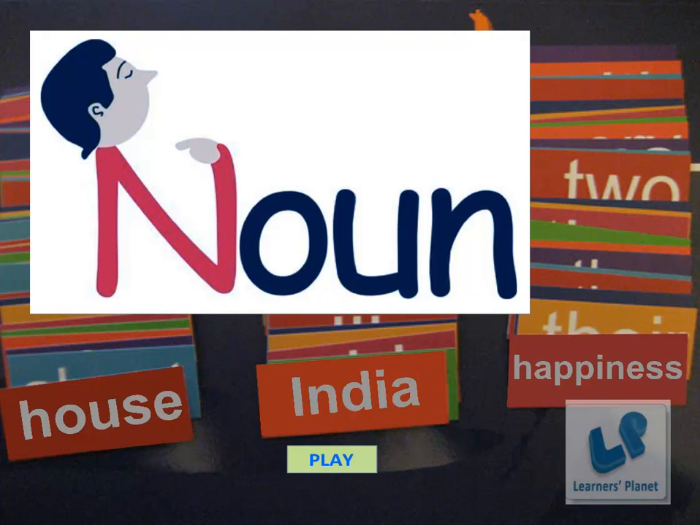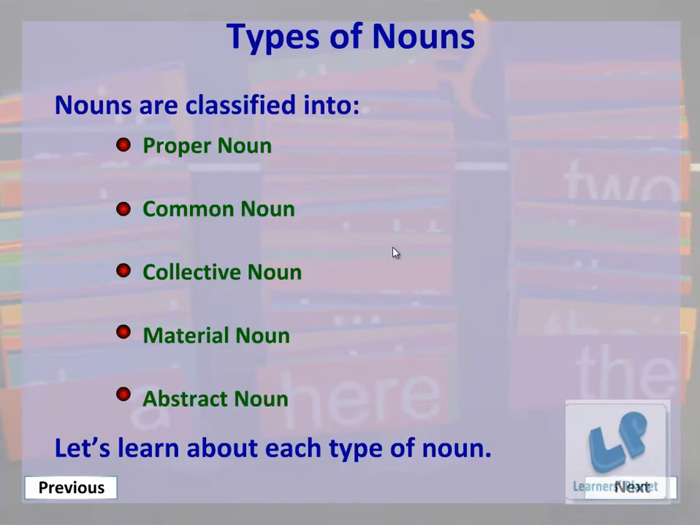In this particular class, we will be discussing the different categories of classification of nouns. Nouns can be classified into 5 broad categories. First one is proper noun, second is common noun, third is collective noun, fourth is material noun, and fifth is abstract noun. We will discuss all these 5 categories in brief with examples so that we can understand them better.